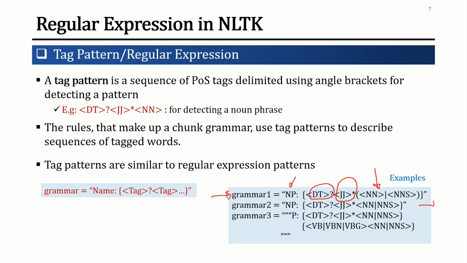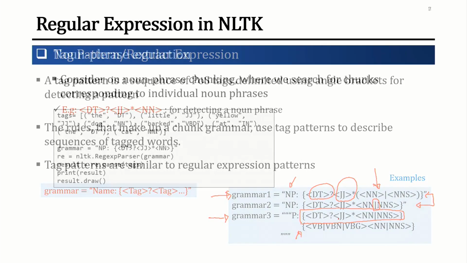However, we can also write the same syntax in the way shown in grammar number 2. We can put them in the same angle brackets, just using the vertical bar. And the third syntax is that we can have many chunks for a particular name. For example, in this one, this is for the chunking NP, and it can also take other forms. So there are two forms in this NP chunking.